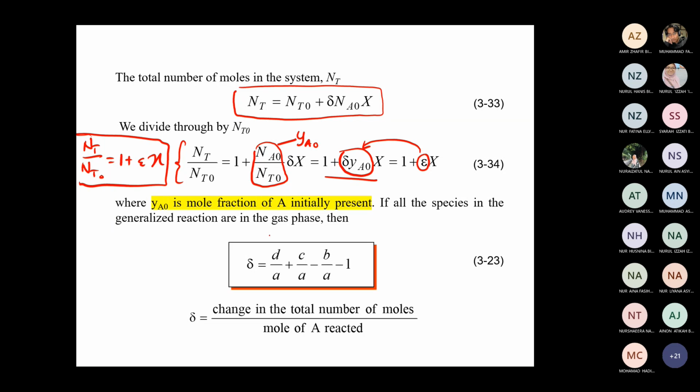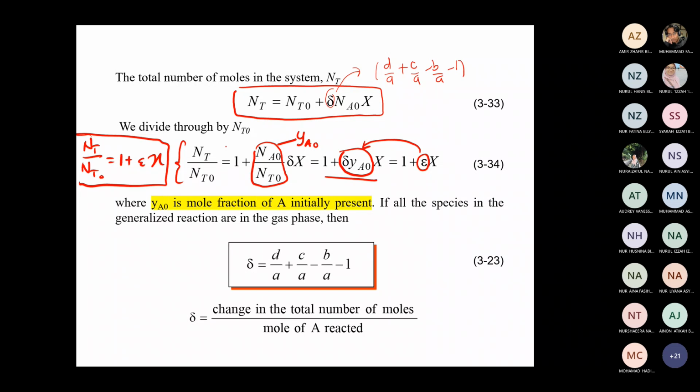Okay, kita buat slow-slow. Alright, so basically we have a NT, alright, and total of moles equal to the initial total of moles involved. Okay, they become ada A naught and B naught and C naught and D naught. Okay, plus with the delta and A naught X. Alright, remember what is delta here? Alright, so delta here is about that yang you dapat, D over A plus C over A minus B over A minus 1.